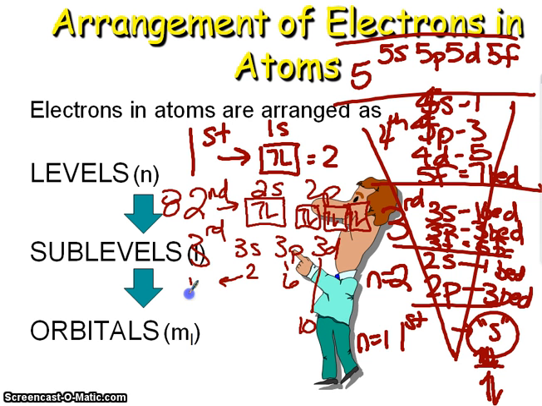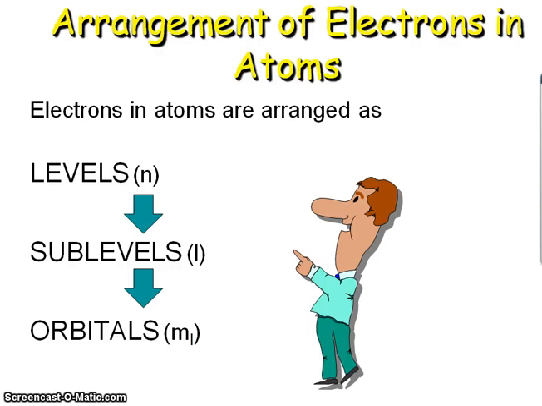And that gives us a total of 18 people that can live on the third floor. And it just keeps going beyond that. S, P, D, F, etc. So this represents how the electrons are going to fill an atom.